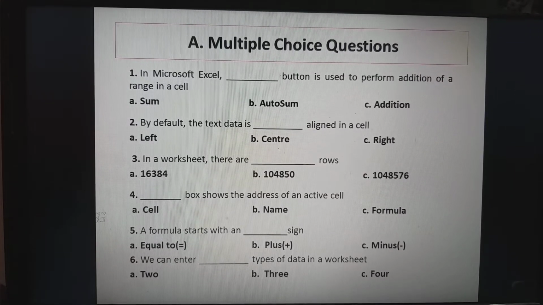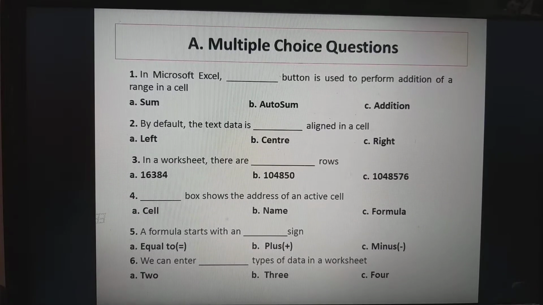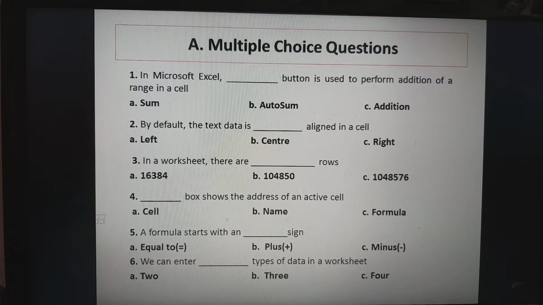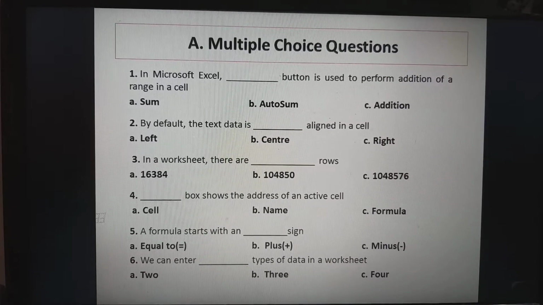Now see number 2. By default, the text data is dash aligned in a cell. The options are left, center, right. So the correct option will be left. When you type text, you see it will be left aligned.